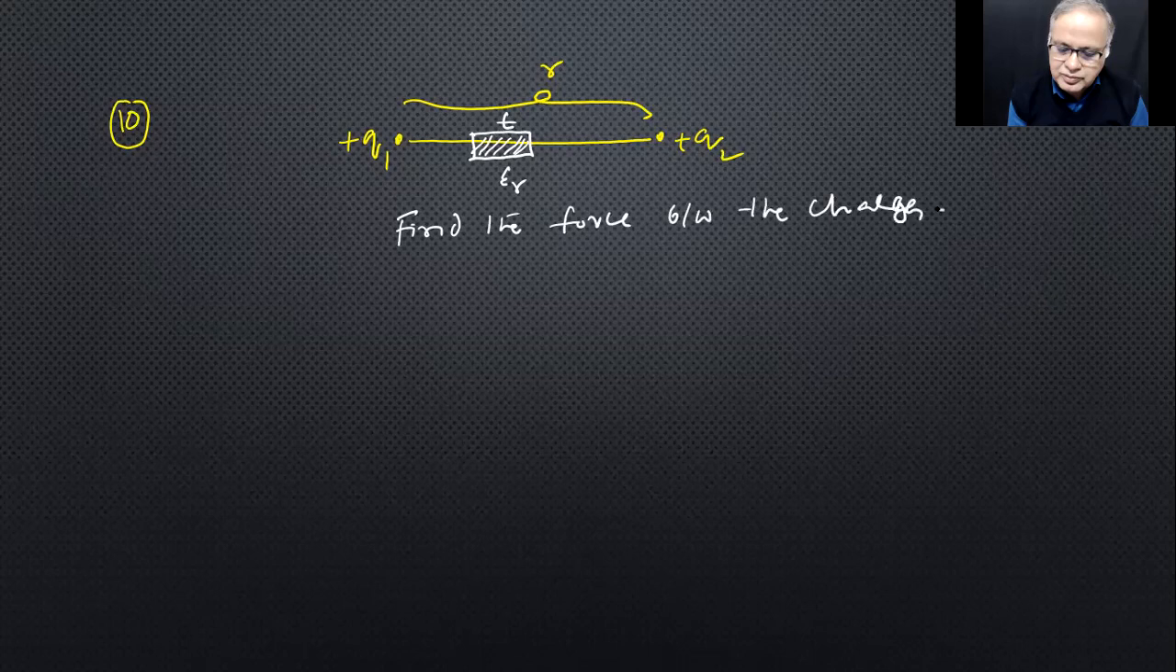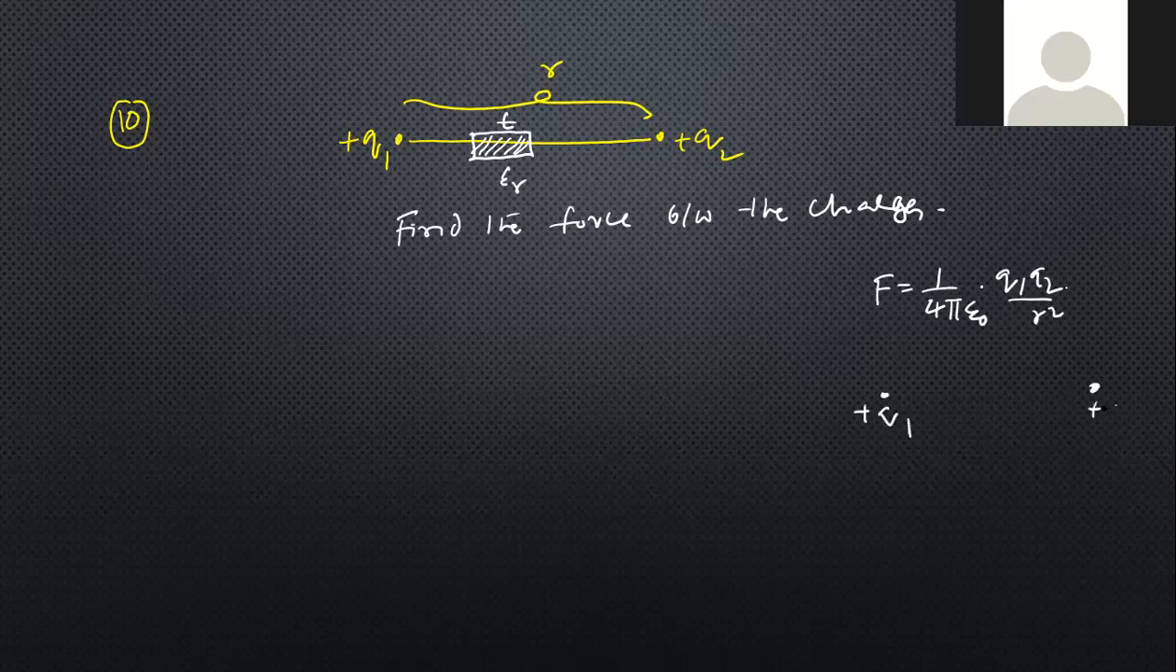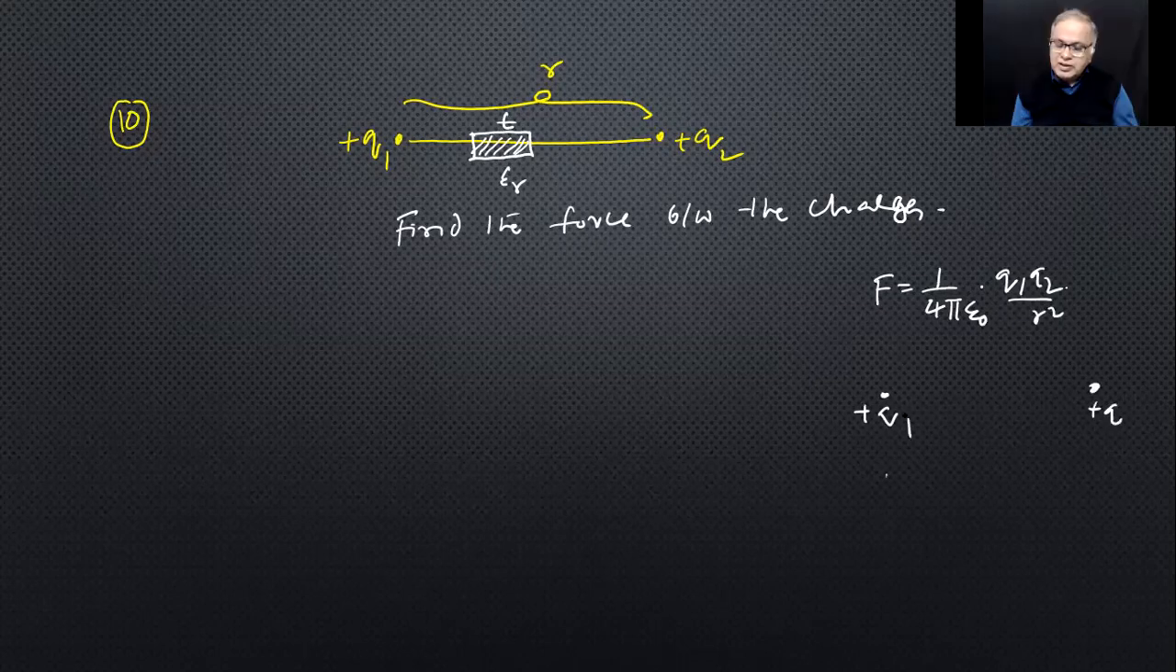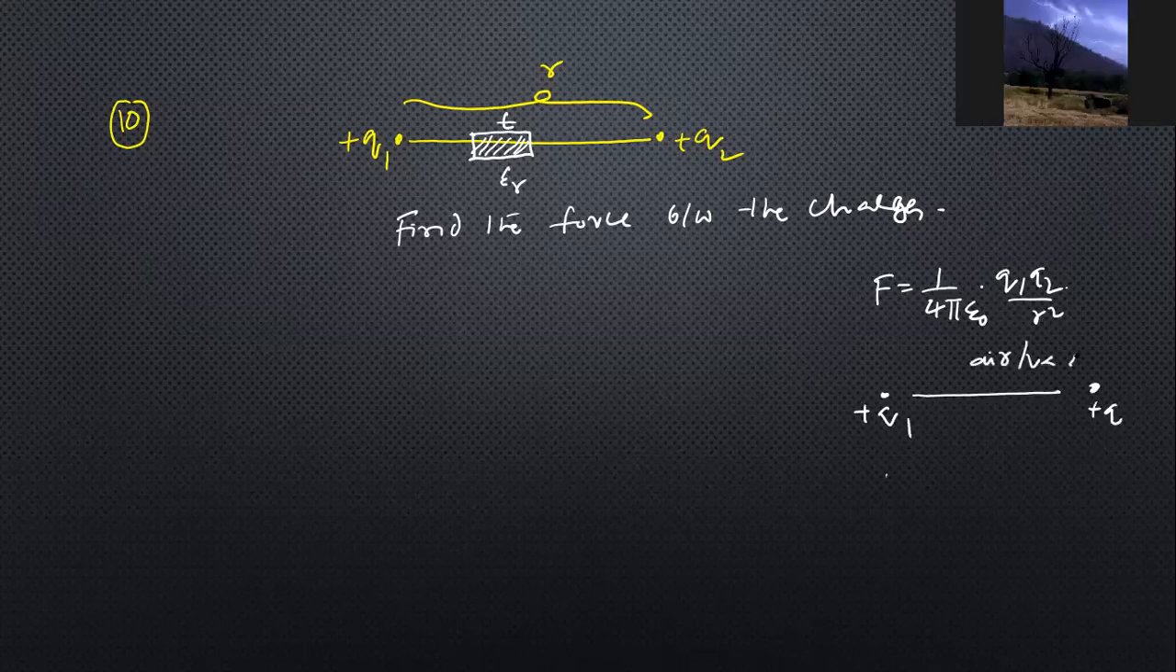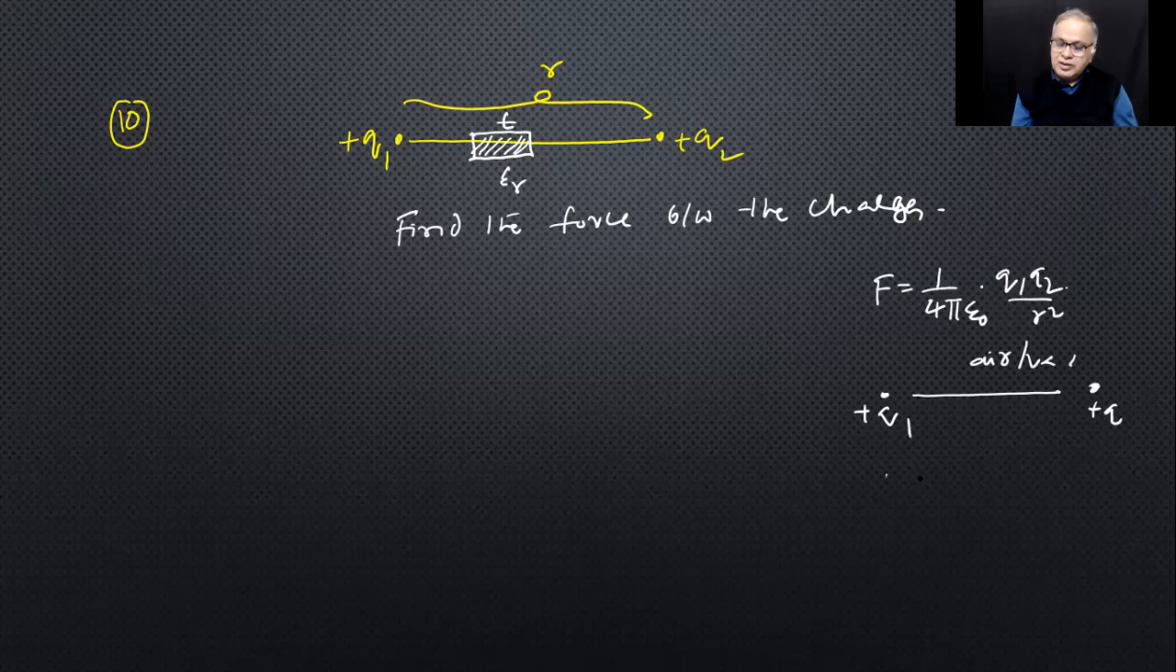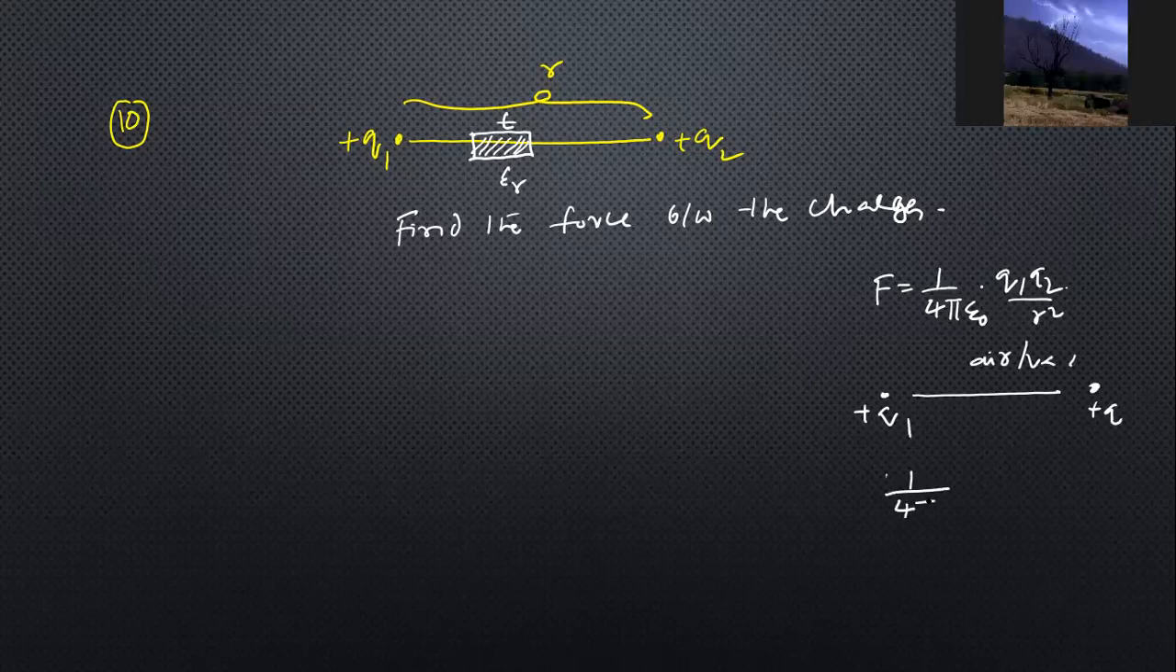Previously, remember when we said force is 1 by 4 pi epsilon 0 q1 q2 by r square. The medium is what? Vacuum or air. Air. And when we said this is air or vacuum, and if it is in, tell me Ajay, what is it that you are trying to say? Q1 q2 by r square.